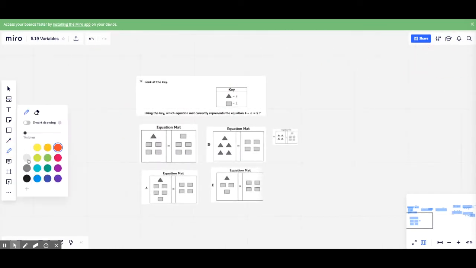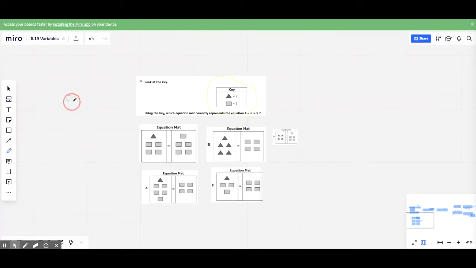Finally, we have one last way they could try to do variables with us, and that's on the mats. Up here we have a key. Our key tells us 1 triangle equals s, and 1 rectangle equals 1. So the problem here is 4 plus s equals 5. So our key here is that our equal sign is in the middle, and we have to have 4 plus s on one side and 5 on the other side. So let's draw out our equal here.